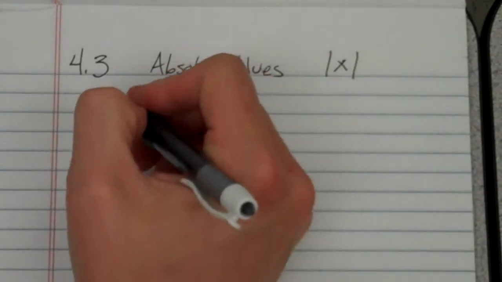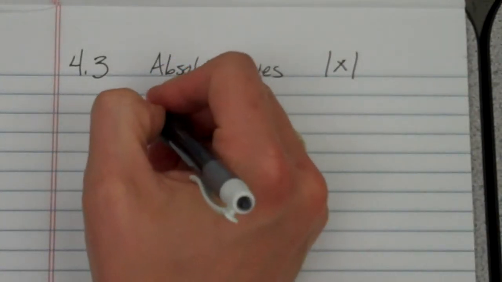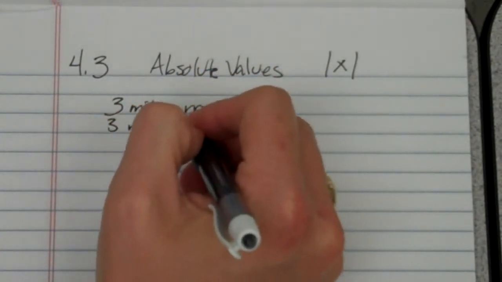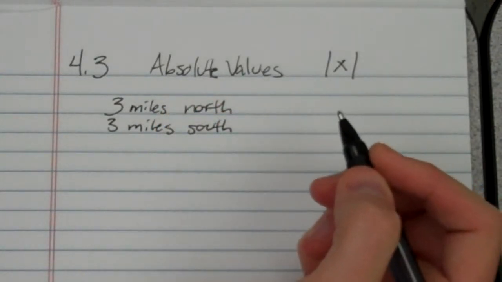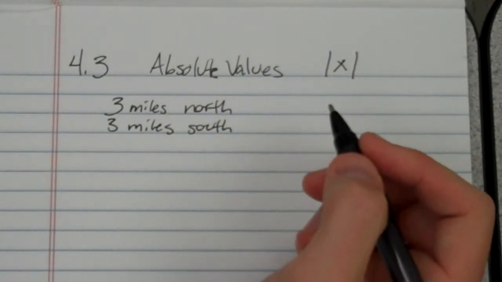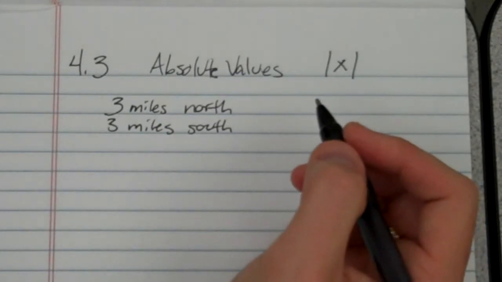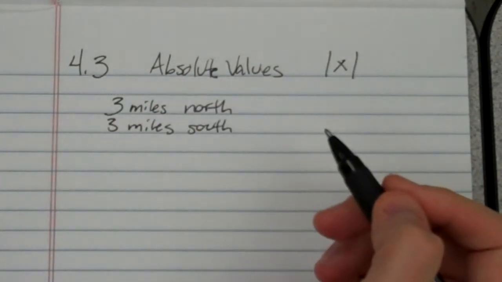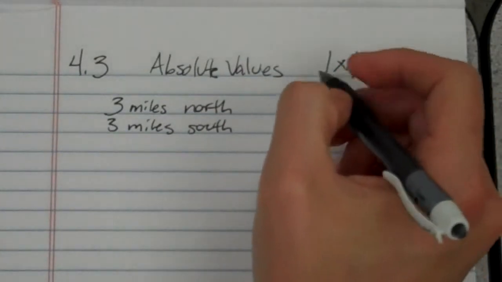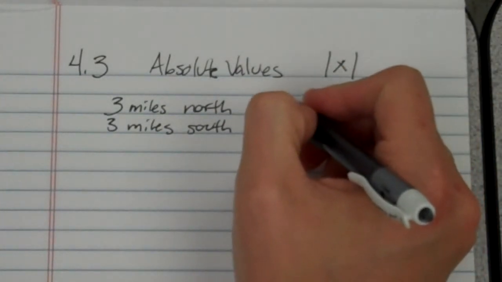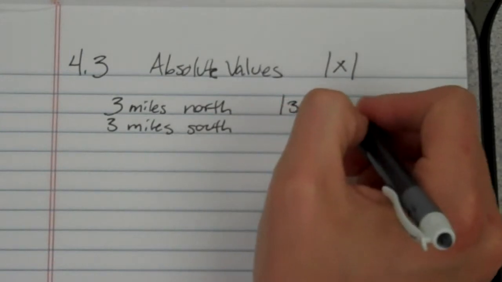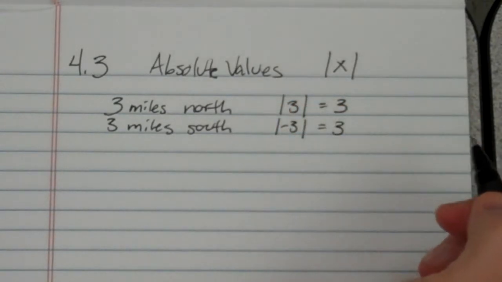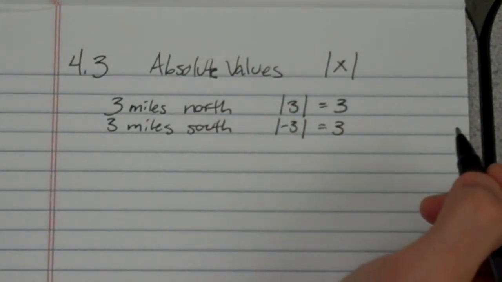So, if you're 3 miles north or 3 miles south, we don't say that we're 3 miles away or negative 3 miles away. We just say 3 miles. And that means it's basically the absolute value of that distance would be a positive 3. So the easy way to think about it is whenever you take the absolute value of anything, it's going to be the positive.